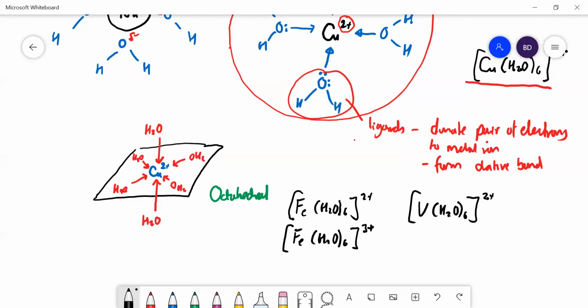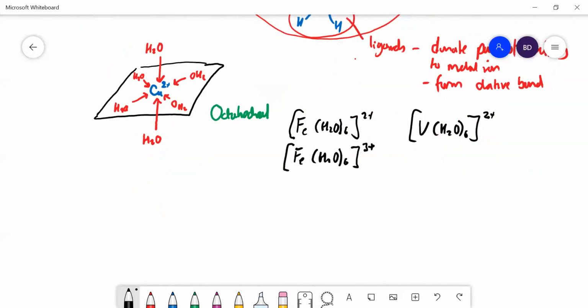So, right, we've talked about water as a ligand. What other ligands could we have? So ligands, what do they need? They need to have a lone pair of electrons. Quite often they are charged. They're negatively charged, so they'll be attracted to the positive metal ion. So let's think about some common ligands.